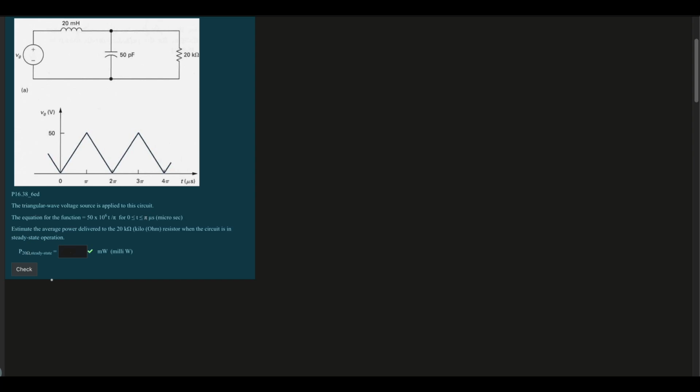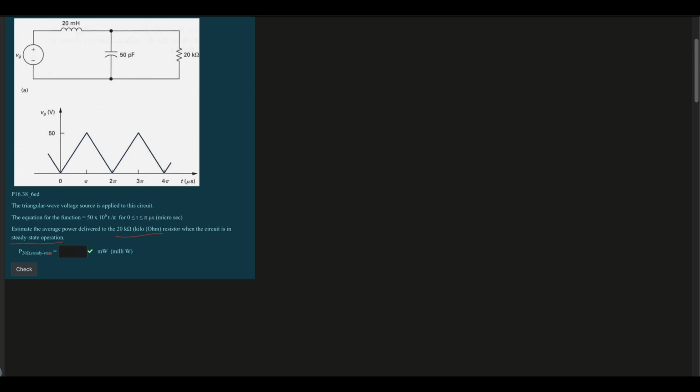the 20 kilo ohm resistor. We need to find the average steady state power. There are two things that are important about this: we have it over this specific resistor, and we have the steady state operation. Now, there are going to be three different steps or parts to this problem.